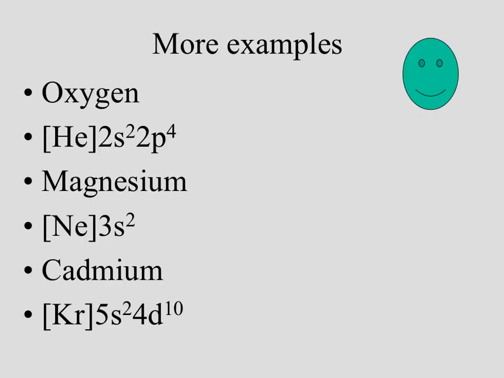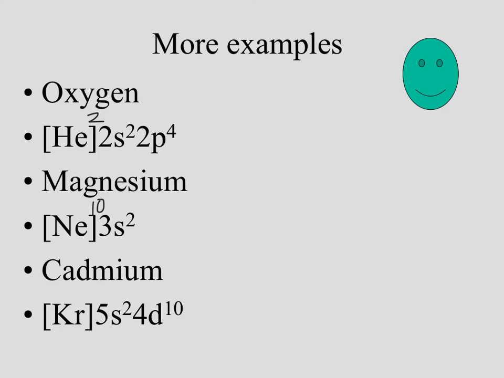So looking here, oxygen, I find oxygen on the periodic table. It's number 8. The noble gas that comes right before that is helium. So helium has 2 electrons to that. Then I go down to the next row, which is the second row. So I start out with 2s2, 2p4. For magnesium, magnesium's number 12 on the periodic table. The noble gas that comes right before that is neon. Neon has 10 electrons. And so then I go right down after that. And so I have 3s2, 10 plus 2 is 12.